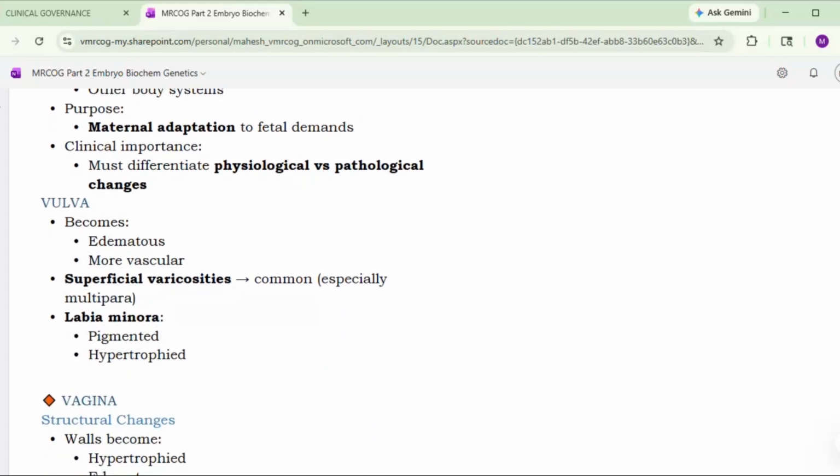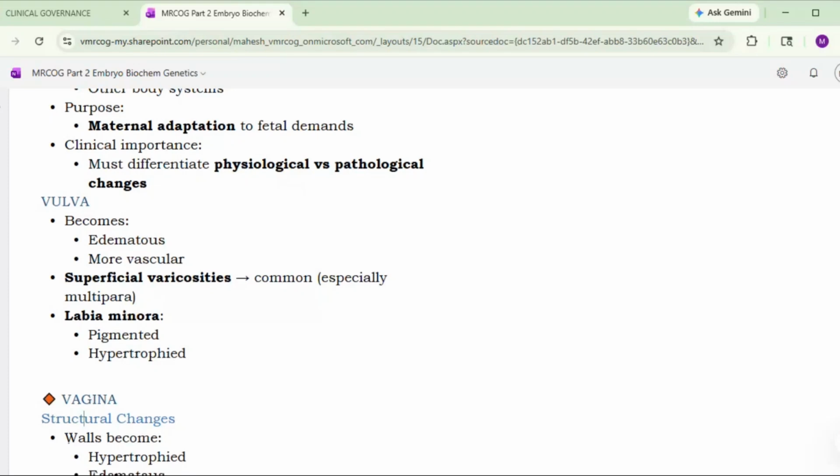In the genital organs, the external genitalia and the internal genitalia we are going to discuss. The vulva will become edematous and more vascular. Superficial varicosities will be there. That is quite common, especially in multipara. Labia minora will be pigmented and hypertrophied.